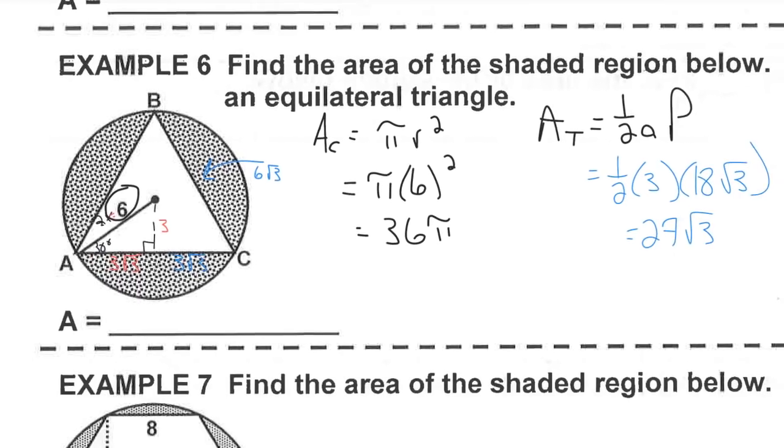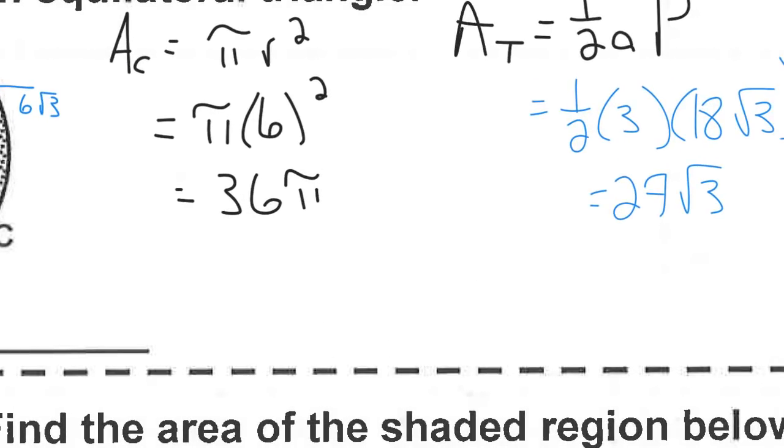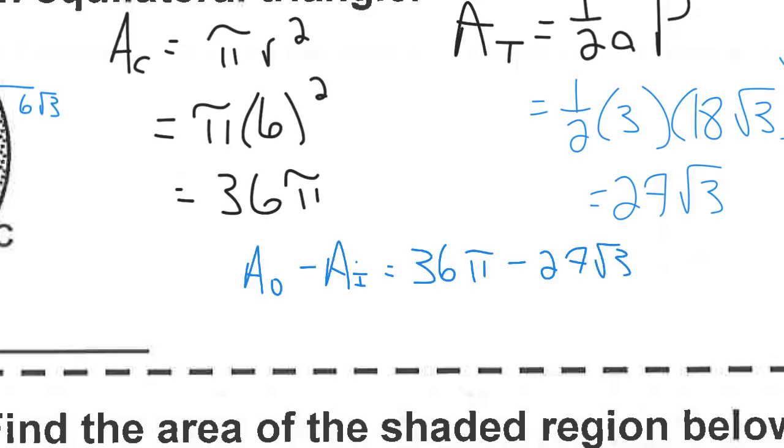So again, that's the tough one. So if you're having trouble with those, please ask. So I have the area of the outside minus the area of the inside. That's 36 pi, minus 27 square roots of 3. We cannot combine those. And I'm going to go ahead and put units squared. So we can put that in a calculator, but we just need to keep it like that for now.